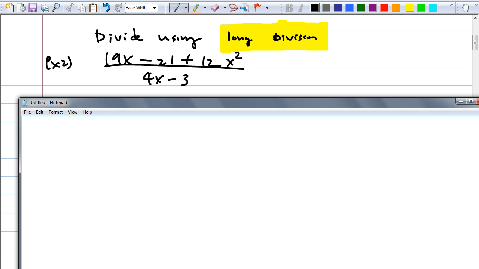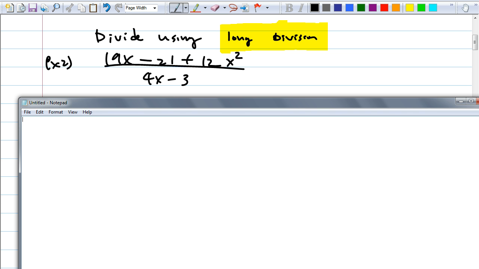So what goes inside the division box? 19x minus 21 plus 12x squared. Exactly. The numerator goes inside the box. And what are we trying to divide this by? The denominator, 4x minus 3, correct? So that comes out of the box. Be careful, don't mess this up, otherwise you're not going to get the right answer.